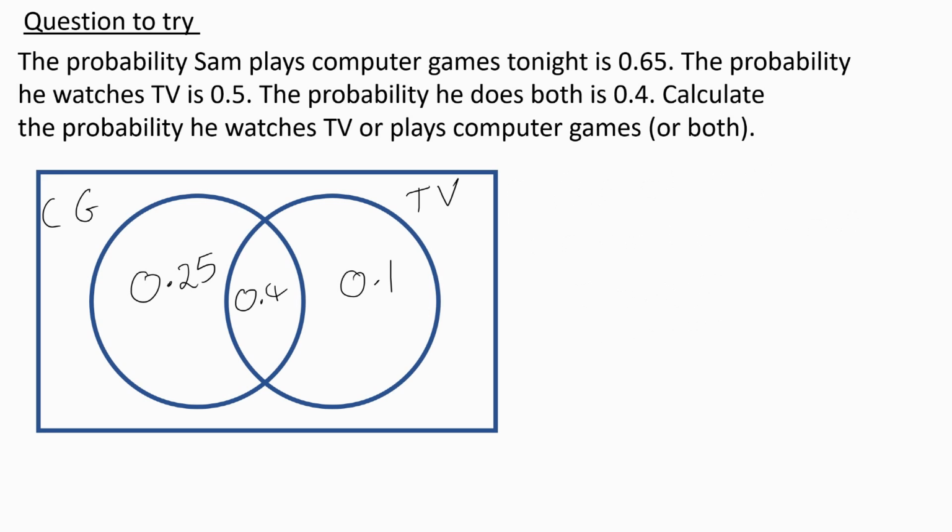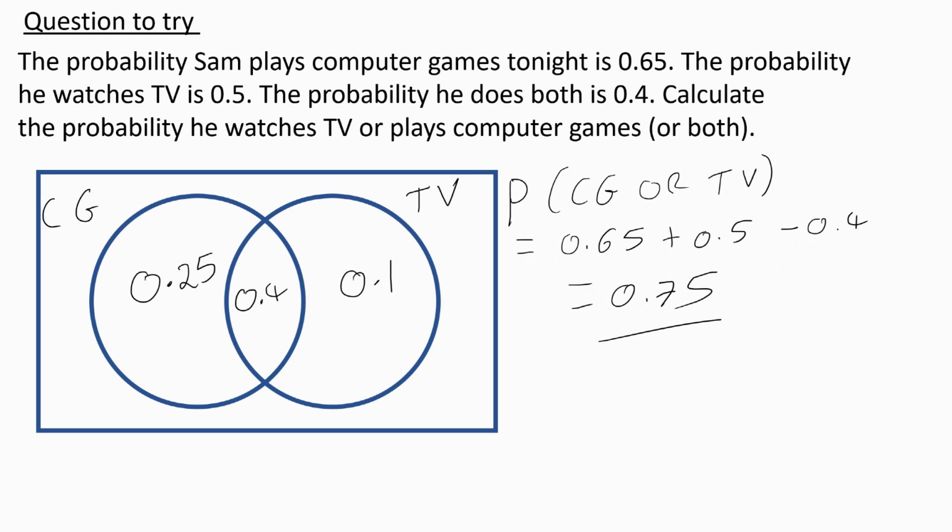Here's the answer. So we can draw a Venn diagram if we want, so CG for computer games, TV for TV, obviously. And you can also just think of it with the formula. Probability of computer games or TV is probability of computer games plus probability of TV, take away probability of computer games and TV. So we should end up with 0.75 for the chance that he watches TV or plays computer games or both. And also you could look at the Venn diagram.